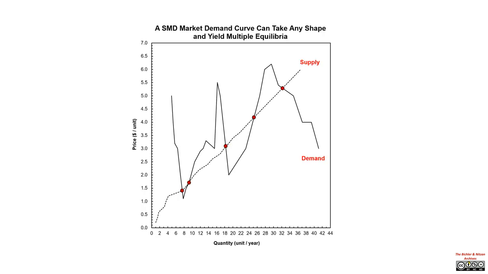The problem is that horizontal summation assumes that when we change the price along the demand curve, all other things remain equal. But this assumption is false. One of those other things that are supposed to remain fixed is the income of agents. But income depends on prices. So when we change prices, we also change the incomes of agents. And when the incomes of agents change, the individual demand curves shift.